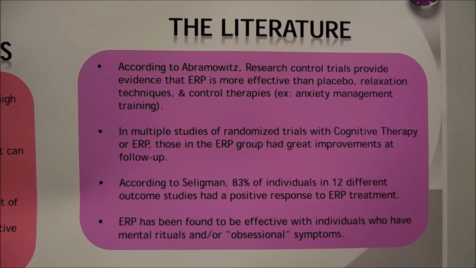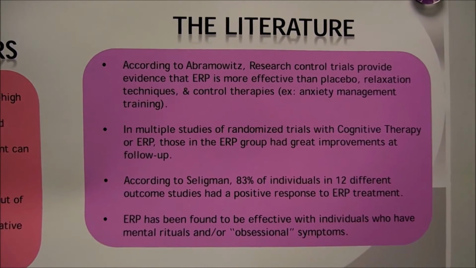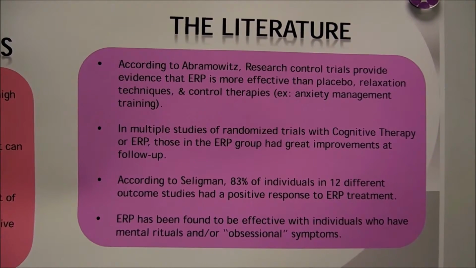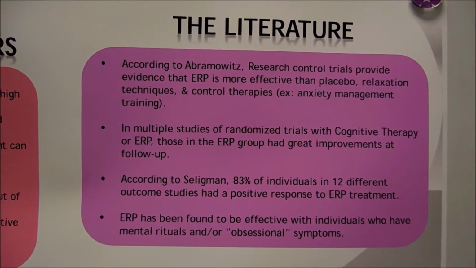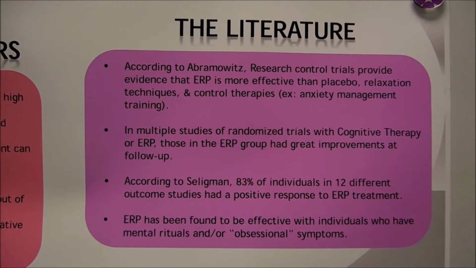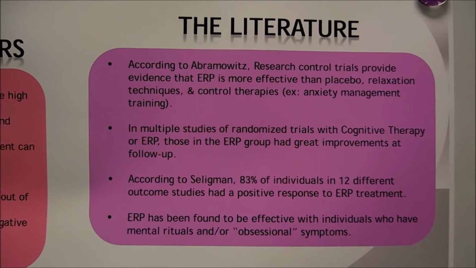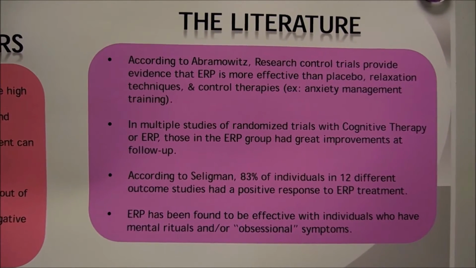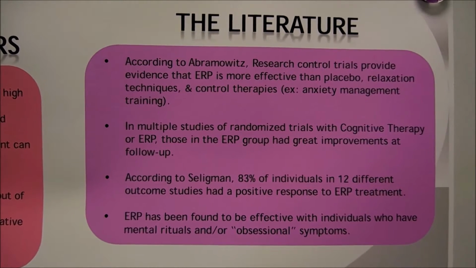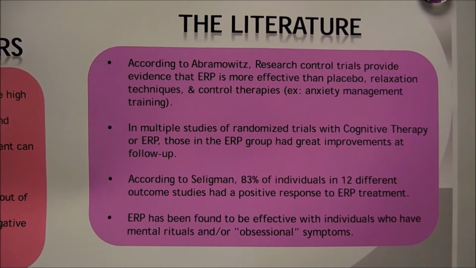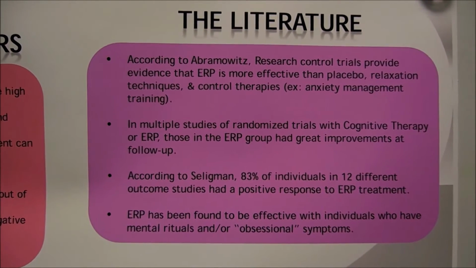In multiple studies of randomized trials with cognitive therapies or ERP, those in the ERP group had a great improvement at follow-up. Follow-up being 1 week, 1 year, and 3 years. According to Seligman, 83% of individuals in 12 different outcome studies had a positive response to ERP. ERP has additionally been found to be effective with individuals who have mental rituals and or obsessional symptoms.